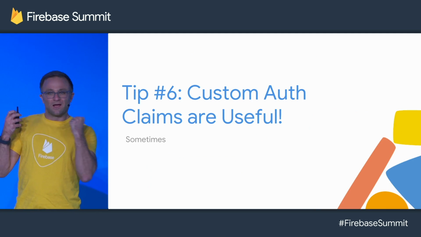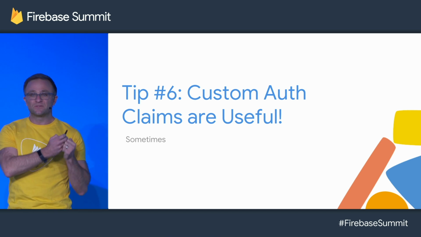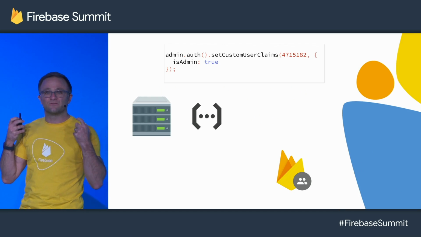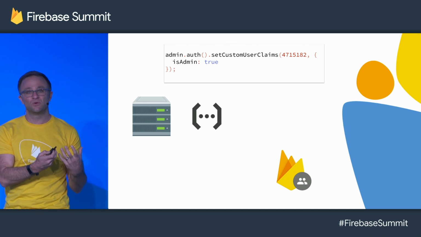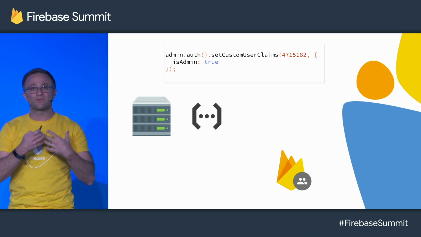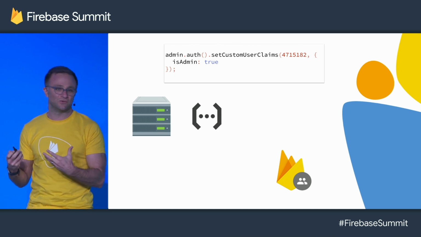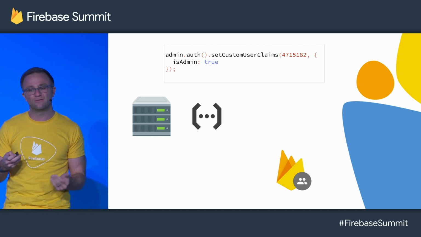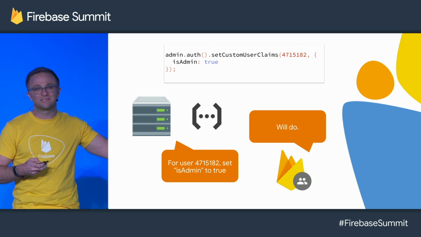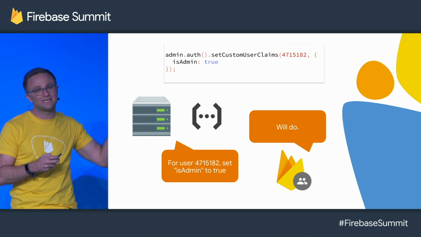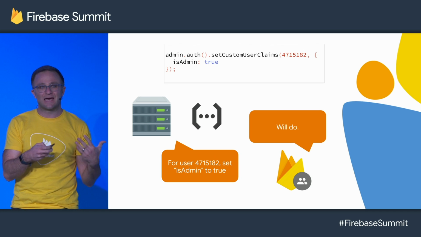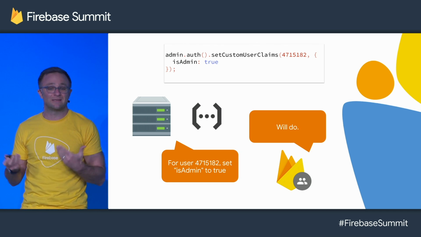All right, tip number 6, custom auth claims are super useful sometimes. So custom auth claims are basically custom key-value pairs that you would write that would be associated with auth information for a particular user. You generally write this using server-side code, your own server code or cloud functions. And in this case, we are setting this custom isAdmin key equal to true for this particular user. Now, there's nothing special about isAdmin. It's just a variable that we basically made up.